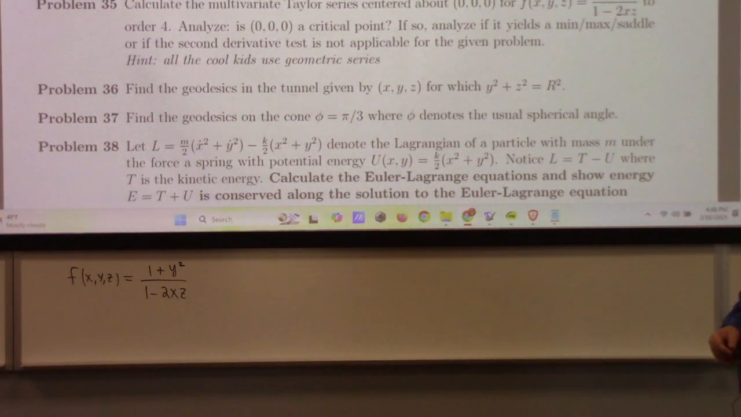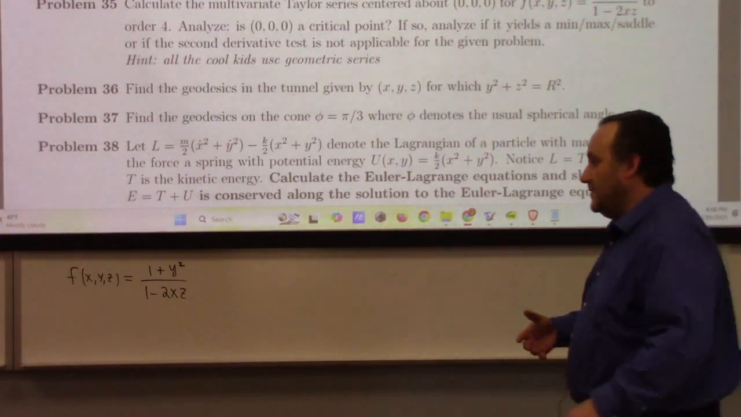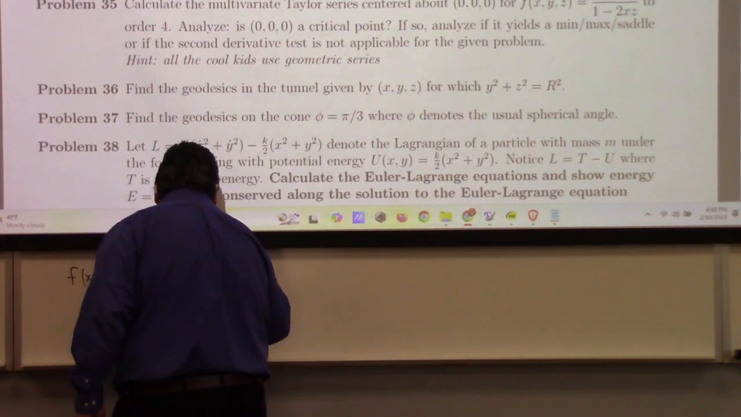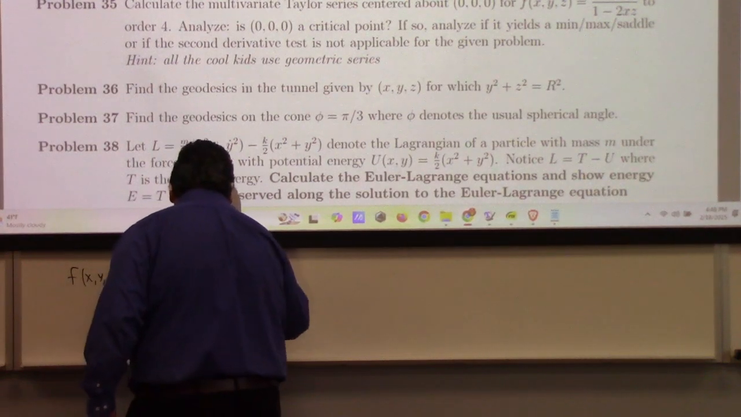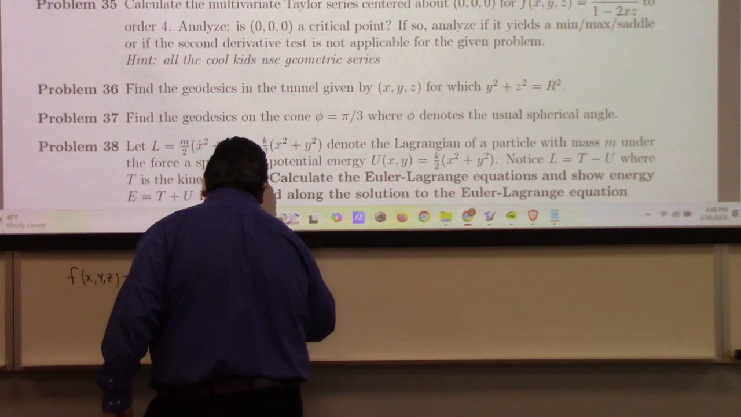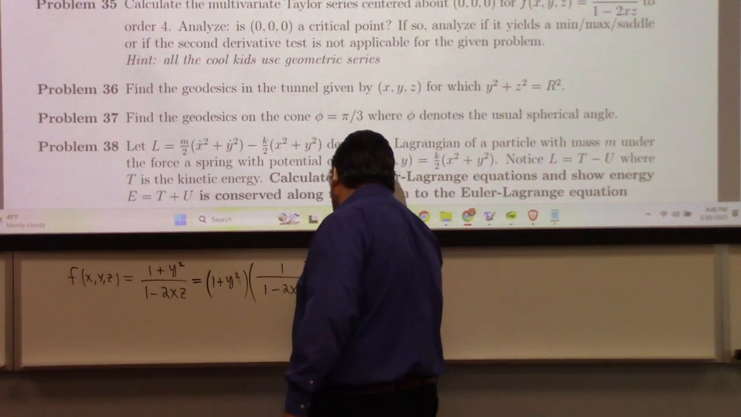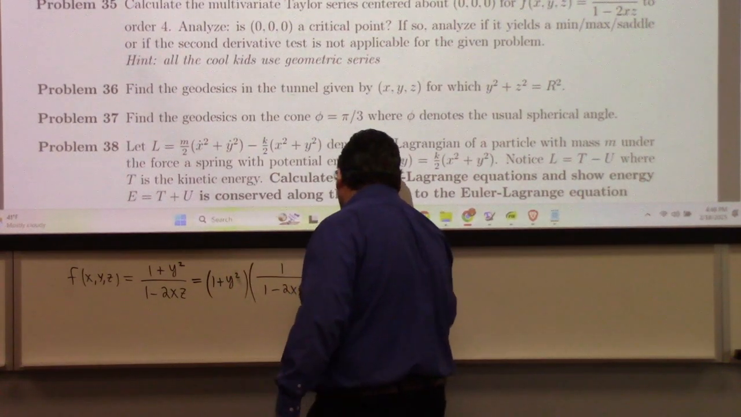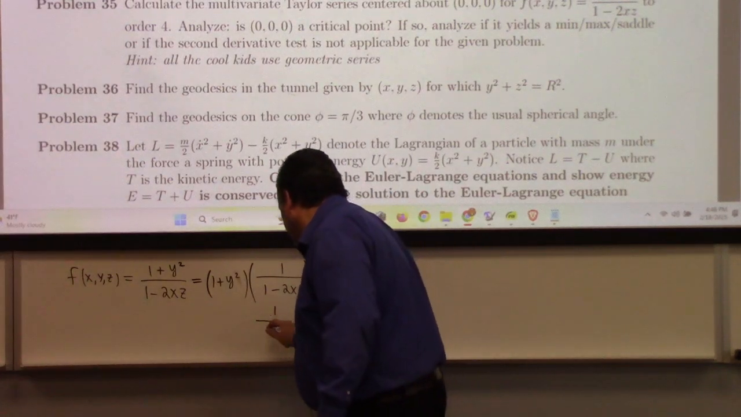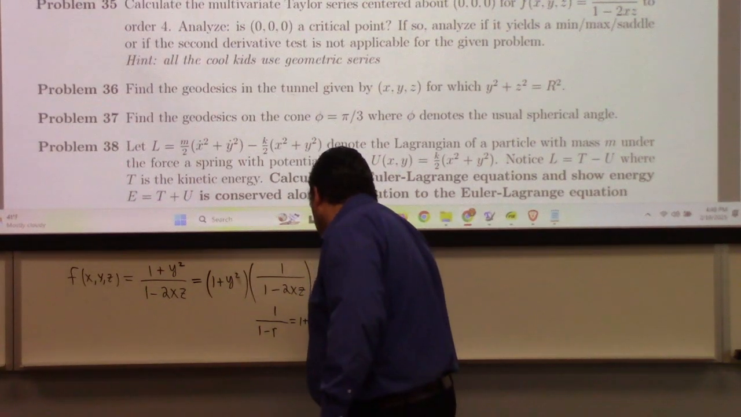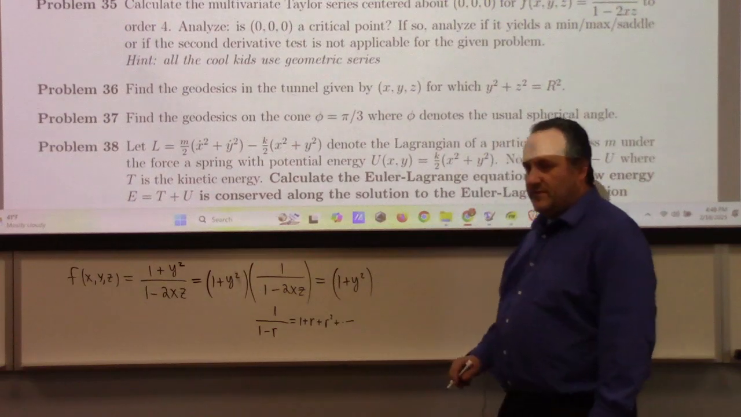What we should do is use the principle of calculus working like it should, which is to say you can use substitution from calculus 2 stuff that you already know. So what this is, is 1 plus y squared, right, times what? 1 over 1 minus 2xz. But this is 1 over 1 minus r, which is 1 plus r plus r squared, and so forth and so on, by the geometric series.